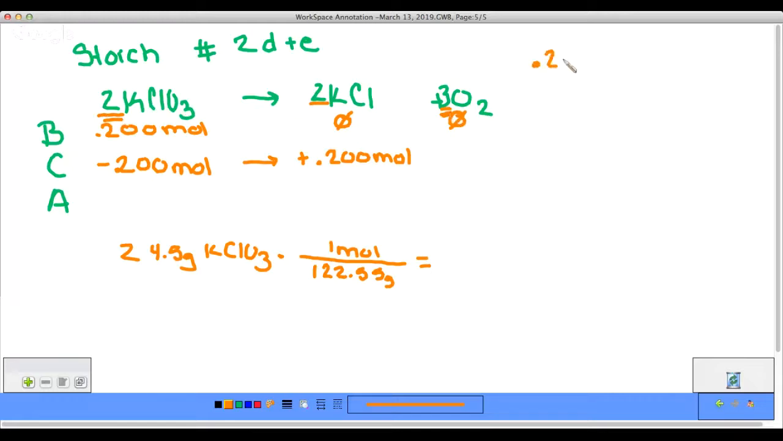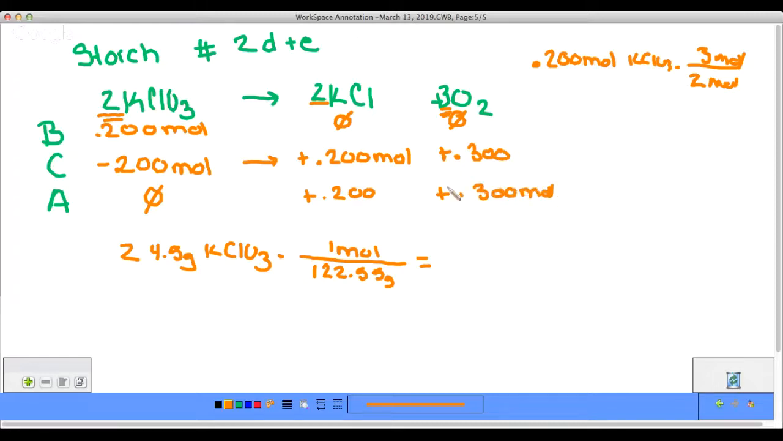So I'm going to have 0.2, just showing you the math, moles of KClO3, and it's going to be 2 moles to 3 moles. So what that ends up being is plus 0.300 moles. If we solve this, we see that this ends up being 0, this ends up being plus 0.200, and this ends up being 0.300 moles. So we have those answers. And so this is D.